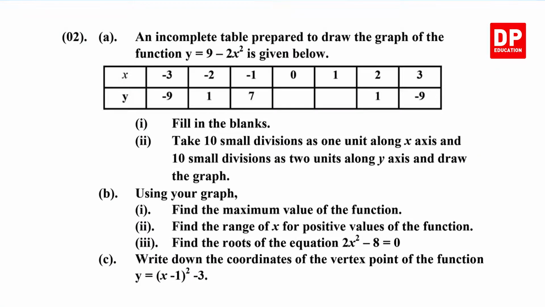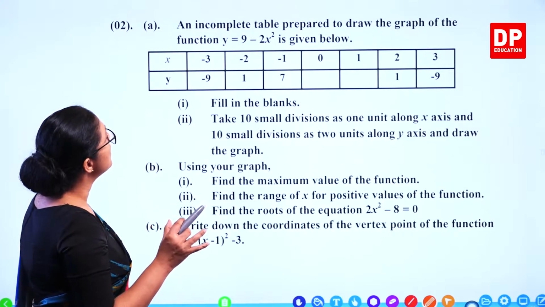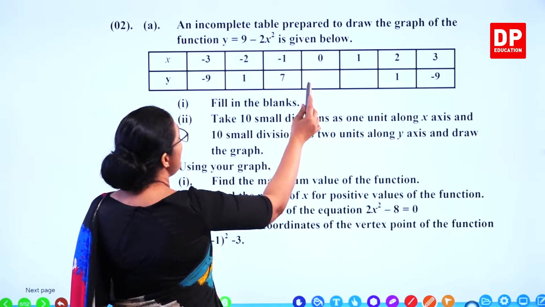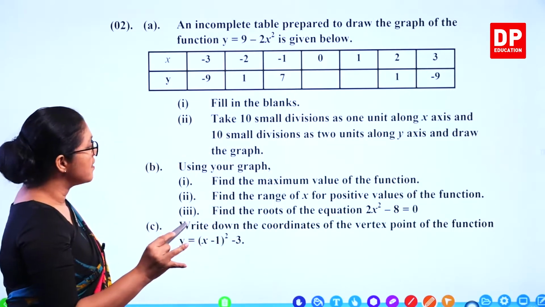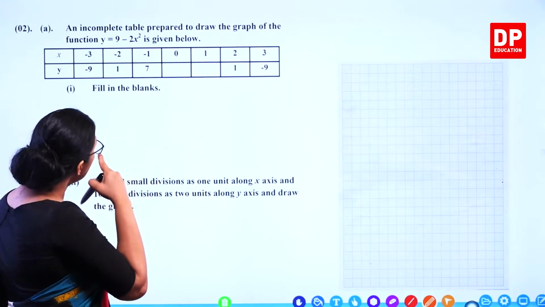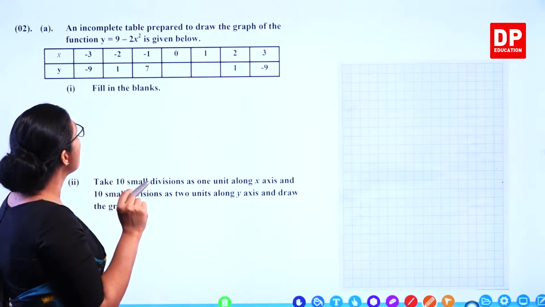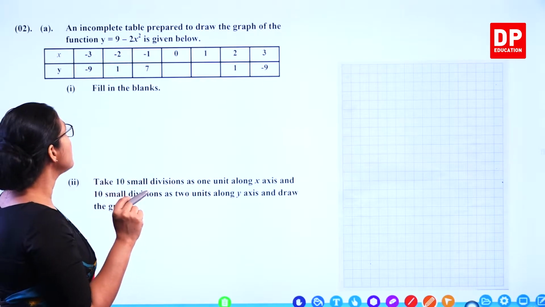Let's take question number 2. That's a quadratic graph. So you have to fill the table and then draw the graph and answer the following questions. An incomplete table prepared to draw the graph of the function y equals 9 minus 2x squared is given below.